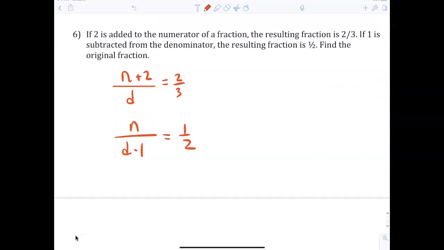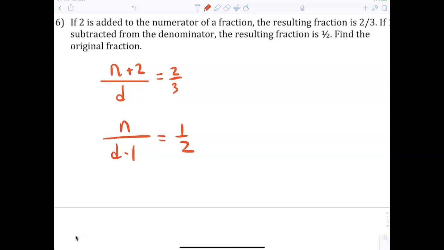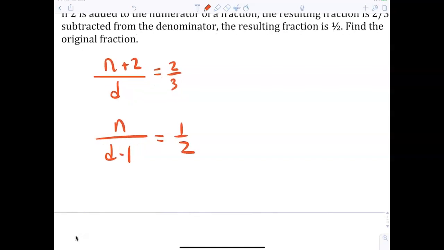All right, so on this you had to cross multiply, right? Did you look at the other notes? So you would say 3n plus 6 equals 2d. Do you agree with that? Then when I cross multiply the other side, I get d minus 1 equals 2n. You agree with that? So to me, I could just say d equals 2n plus 1. Plug in right there. You agree with that?